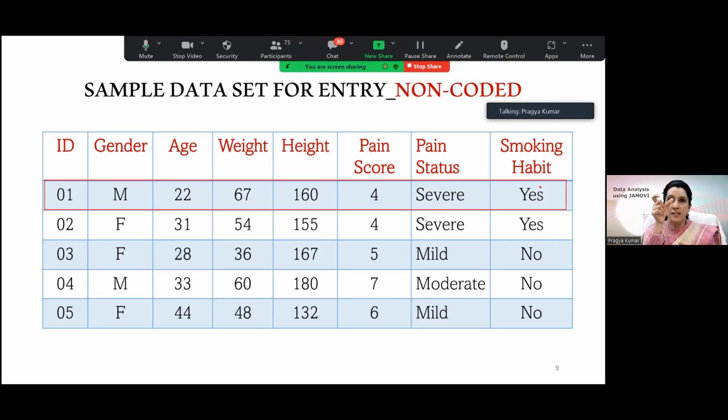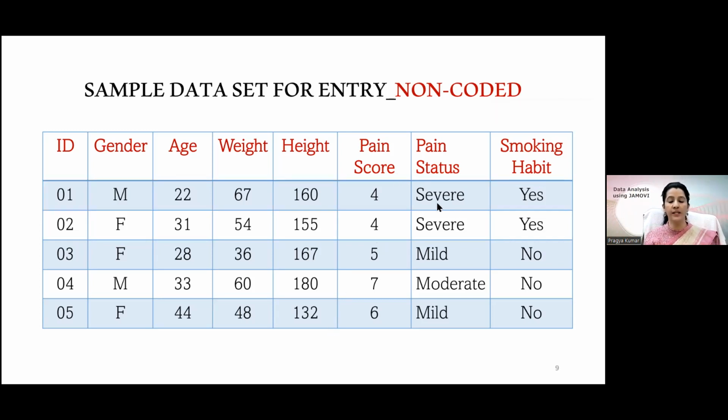The second thing which you can see here marked in red is the non-coded. So what do you mean by non-coded? Here you can see. Now can you please write in the text box which are the variables here which are non-coded? What do you mean by coding and non-coding? Yes? So Ankita is writing pain score, smoking habit. Pain status, smoking habit, all are non-coded. Gender, pain, Nitin is writing age. Suman is writing age, weight, pain.